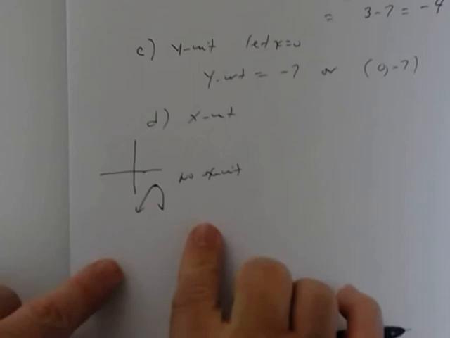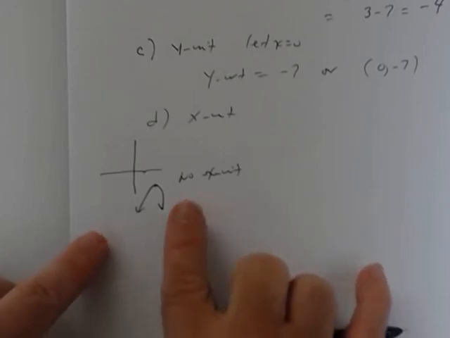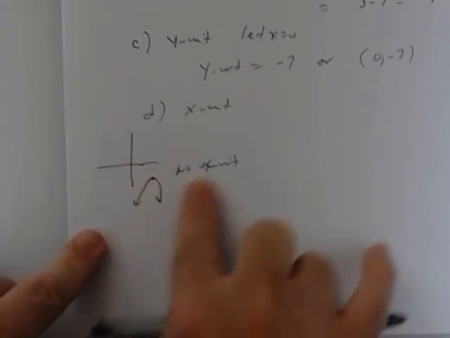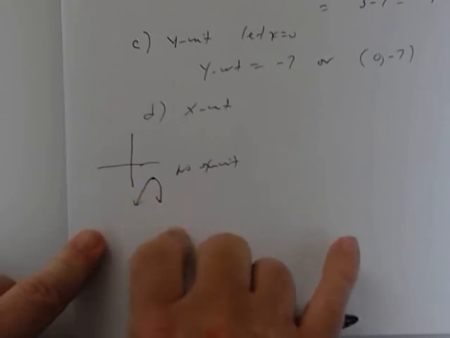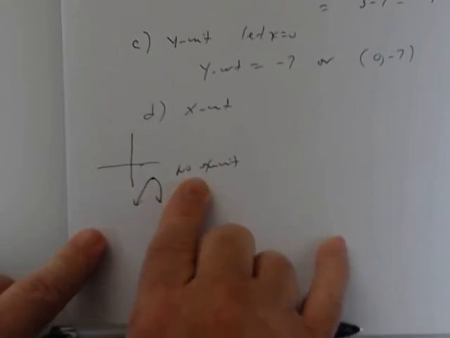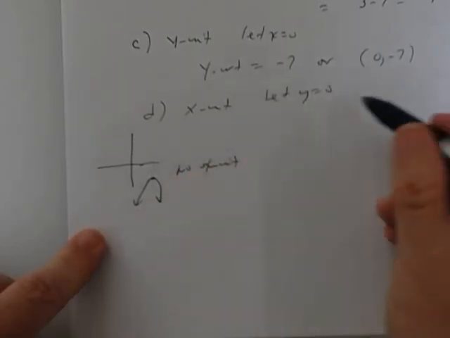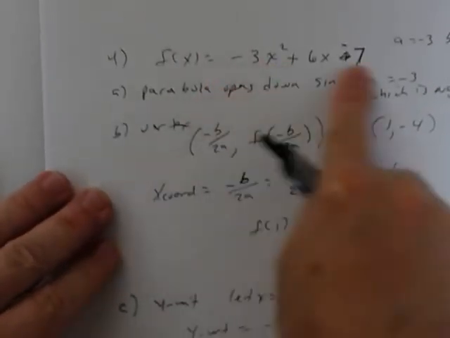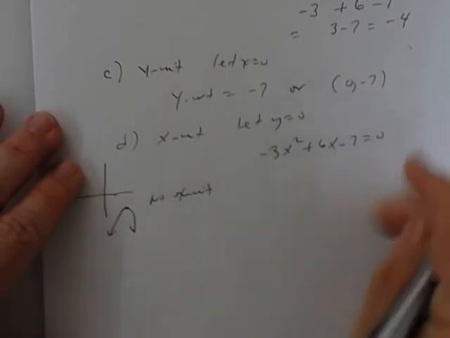But let's suppose you didn't see this. I want to show you something. Let's suppose you did not see this, okay? But that's the best way to do it, to think in your mind, well, do I have any? Well, it doesn't cross the x-axis, so there aren't going to be any x-intercepts. But let's suppose you did not do this. So you go back and you would let y equal 0, correct? Okay? And so that means you would set this whole thing equal to what? 0. So you would say negative 3x squared plus 6x minus 7 equals 0.